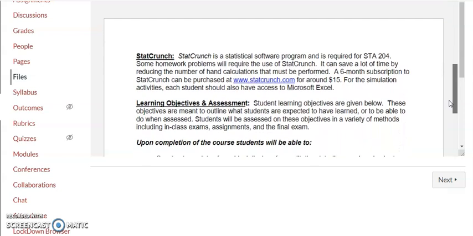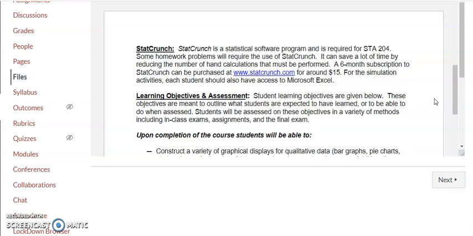The one thing, even though you don't need to purchase a text, you are required to purchase or have available to you a statistical software package. To investigate statistical phenomena is much easier to have statistical software. Every statistician uses statistical software. So what we're going to be using in this class is called StatCrunch. A 6-month subscription is available for around $15. It's a cheap price for a textbook.